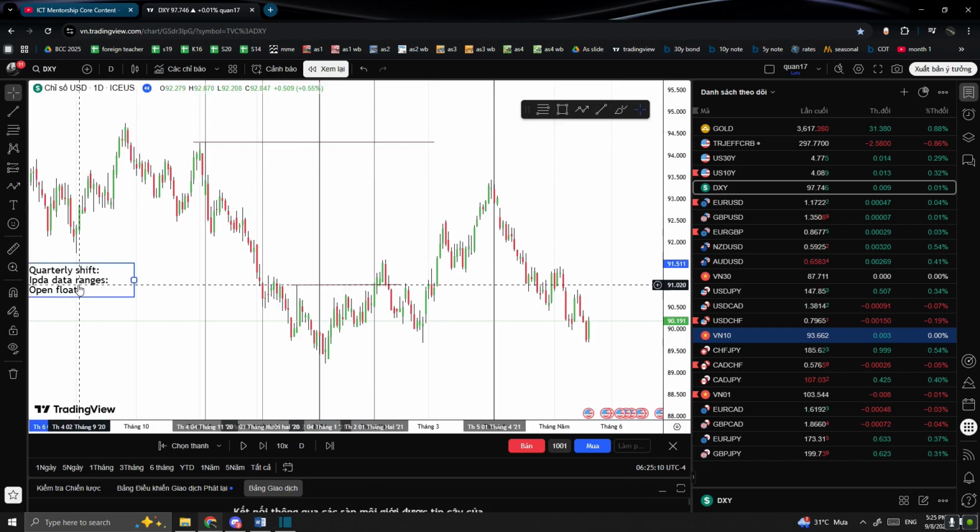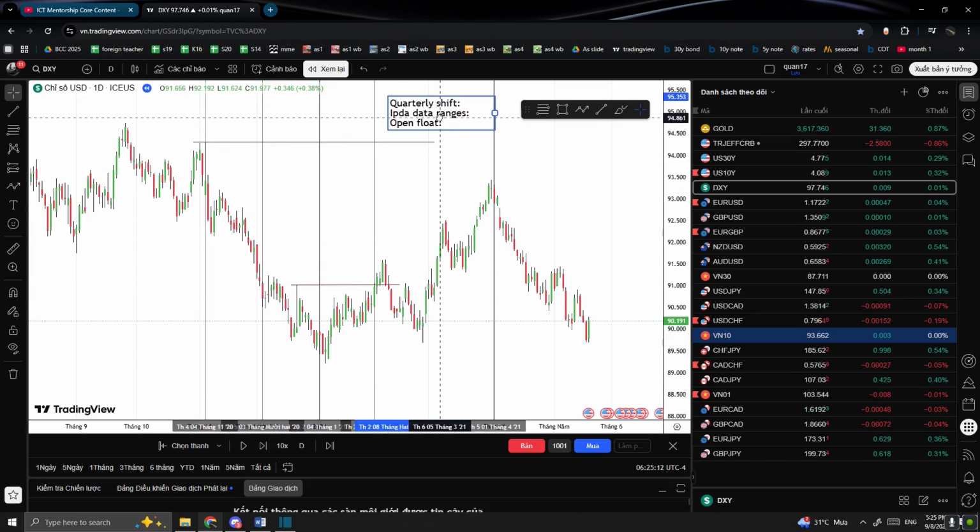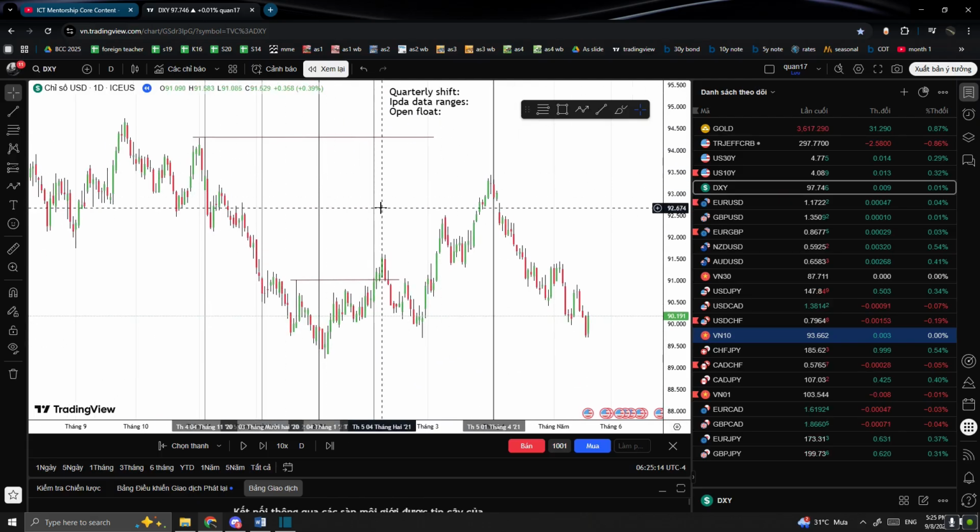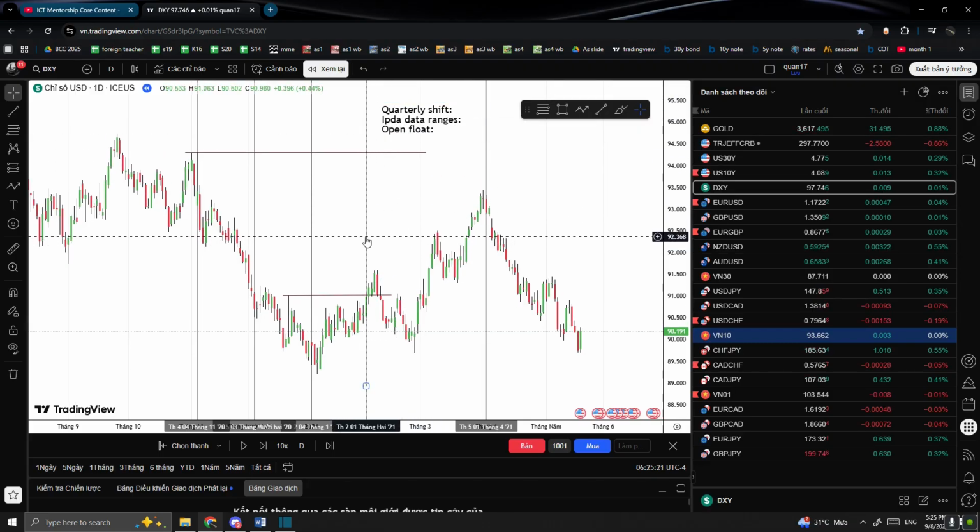Now, ICT also mentioned the look forward, okay? Each data range is looking back and looking forward. So this is why it's more complicated. Looking back is to see where the liquidities are, right? But looking forward is to expect new highs and lows to be formed in these ranges.